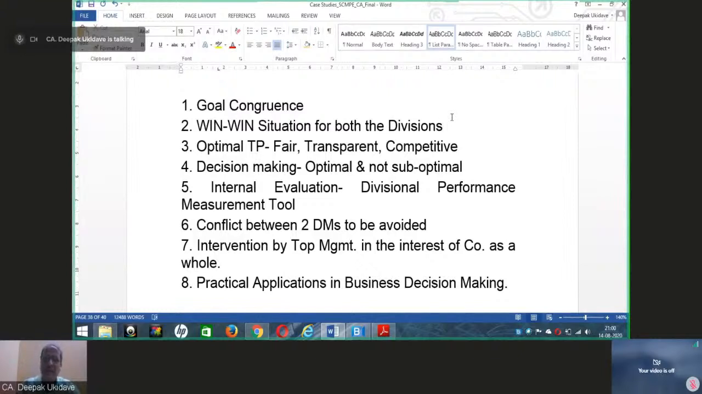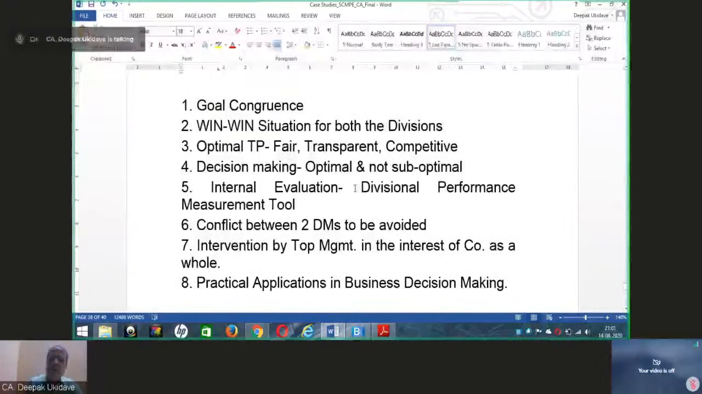Answering a theory part of the case study: goal congruence for the organization, win-win situation for both the divisions, optimal transfer price should be fair, transparent and competitive, keeping in mind the market price prevailing for similar types of products. Decision making has to be optimal and not suboptimal. The moment one of the divisions stops catering to the internal requirement of the internal customer, that purchasing division may buy from the external market, and it may turn out to be a suboptimal decision. We saw that in the last case, where 47 rupees were paid extra rather than 30 rupees manufacturing cost.